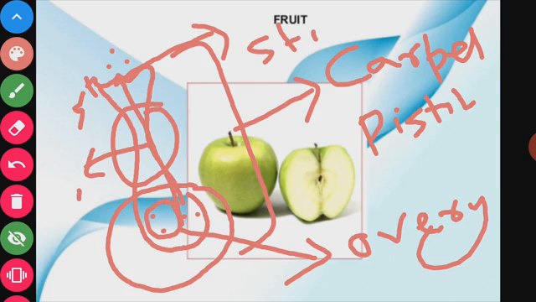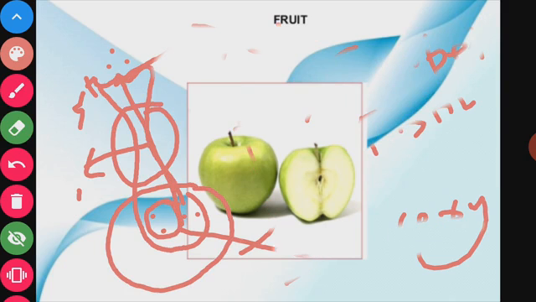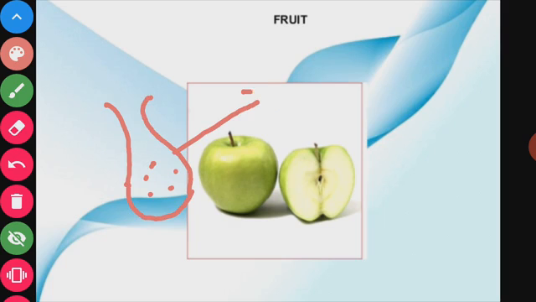Okay, and after that what happens? This ovary, small and basal, gets changed. After pollination what happens? Fertilization happens. Fusion of male and female gametes. Female gamete is your ovules and male gamete is your pollen. They get fused with each other.